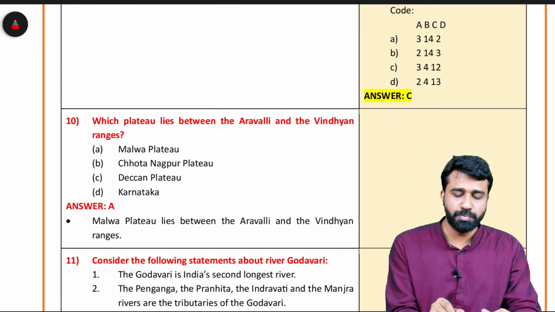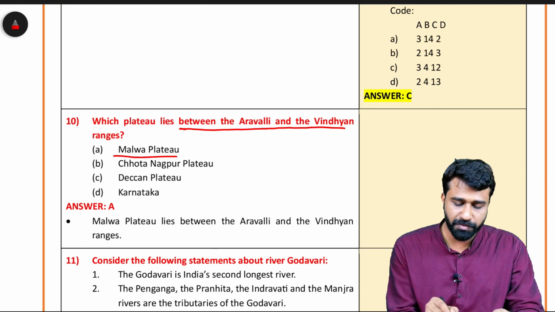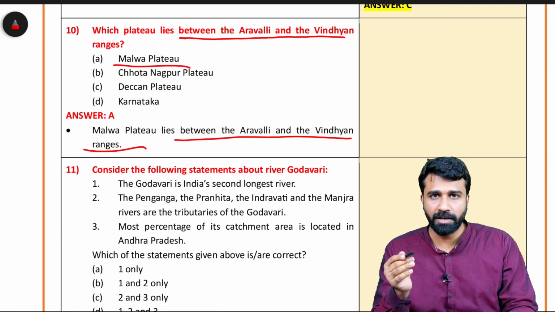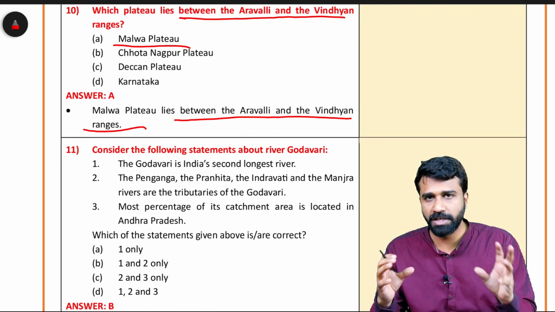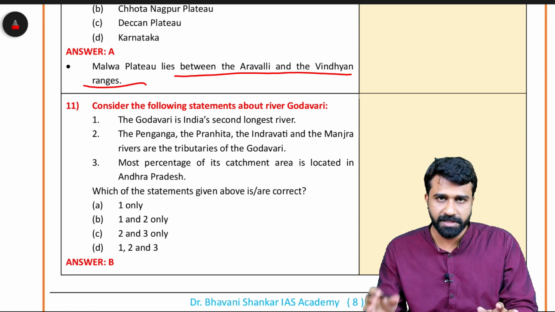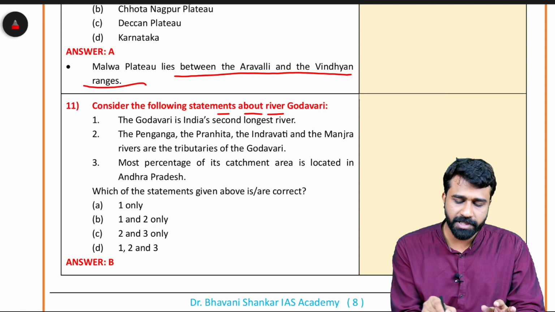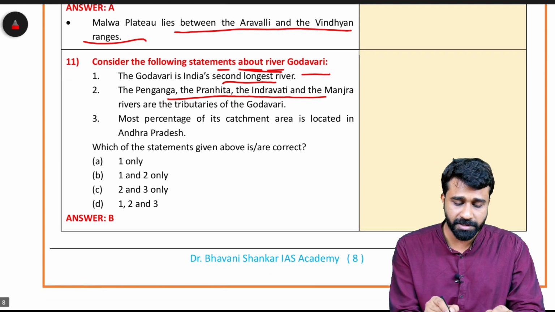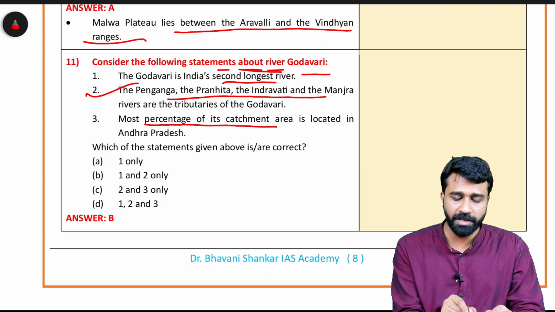Next, which plateau lies between the Aravalli and Vindhyan ranges? That is Malwa plateau, which lies between Aravalli and Vindhyan ranges. You have to remember the plateau system, and also old fold mountains and new fold mountains, and their distribution horizontally and vertically, and their divisions and river systems and drainage patterns. Okay. Next, consider the following statements about river Godavari. Godavari is second longest, fine, and Penganga, Pranahita, Indravati, Manjira are tributaries of Godavari. This is also fine, and most of its catchment area is located not in Andhra Pradesh.